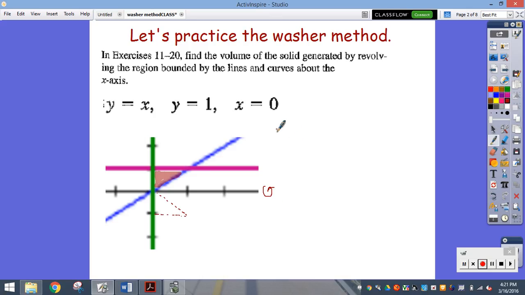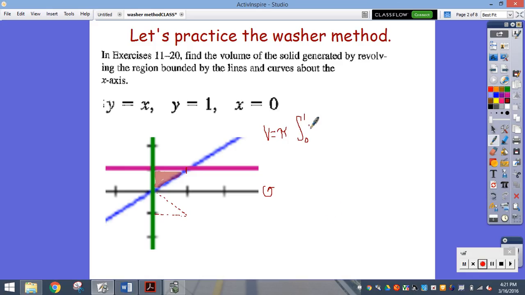So our volume will still be V equals pi times the integral. And we are still looking for limits of integration just like with the disk method. And so we're integrating in terms of x because we're rotating around a horizontal line. So these two lines here, they intersect at 1 and 0. So those are my limits of integration. 0 to 1.